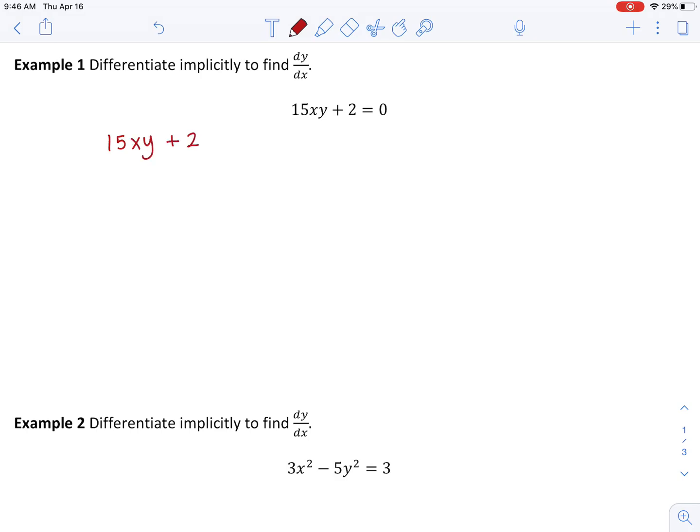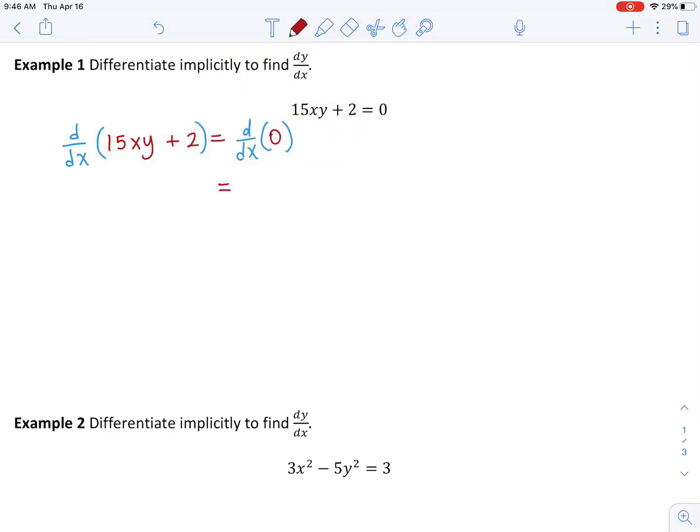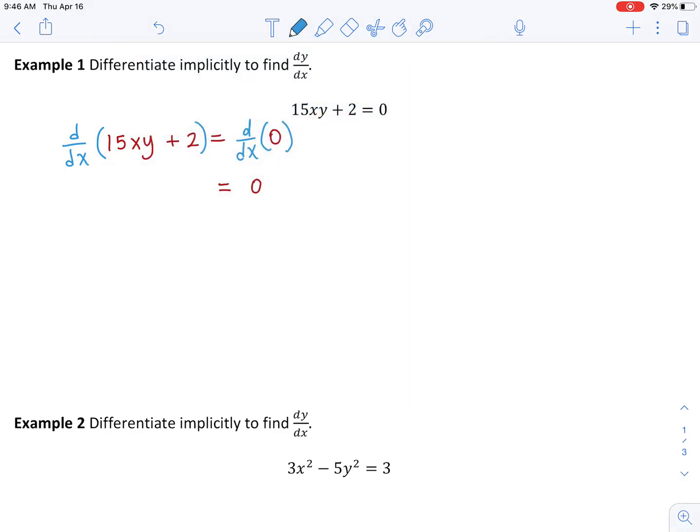Alrighty, so here's what we do. You take 15xy plus 2 equals 0. And what we're going to do to both sides is take the derivative with respect to x. Okay, so take d dx of both sides. Which side is easy? The right side, right? The derivative of 0 with respect to x is just going to be 0. So the right side just gave me 0.